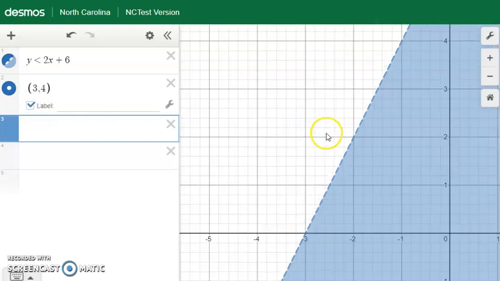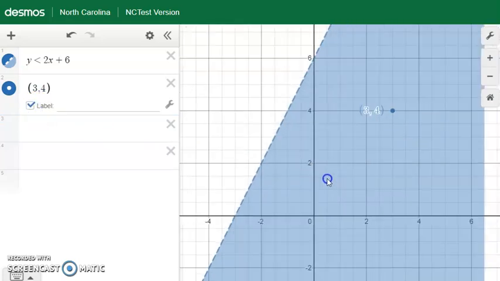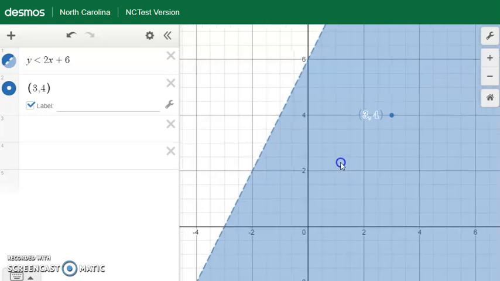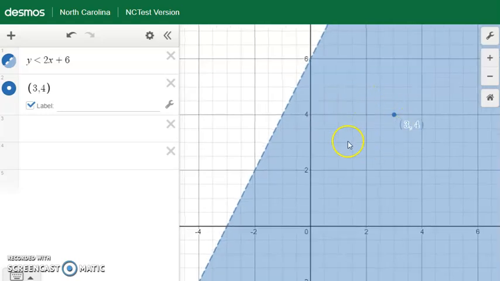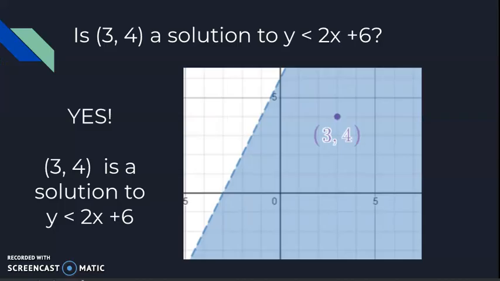Let's see, I don't see it. Oh, there it is. Is the point (3, 4) in my shaded region? Why, yes, of course it is. So is (3, 4) a solution? Yes, (3, 4) is a solution. Let's try another.